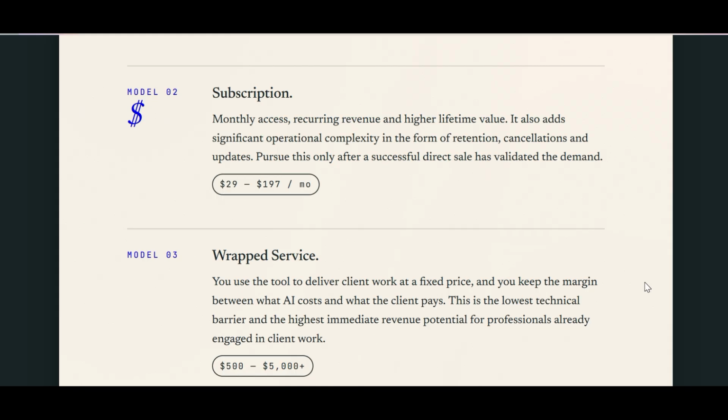The lowest technical barrier of the 5 models and the one with the highest immediate revenue potential for professionals who are already doing client work and already have existing relationships to sell into. The tool increases the speed and consistency of the work. The pricing stays anchored to the outcome, not the effort.